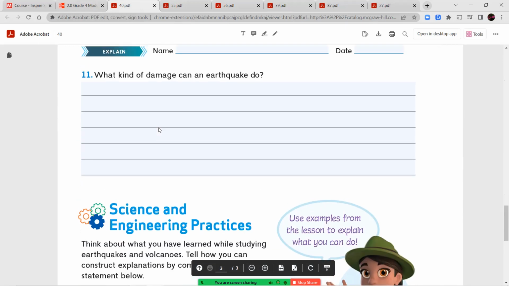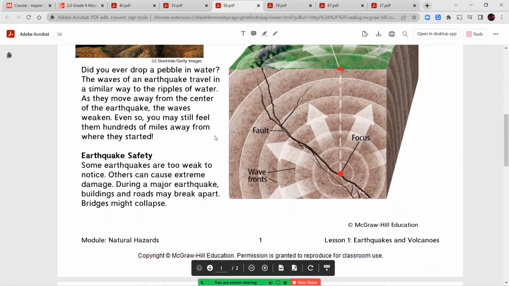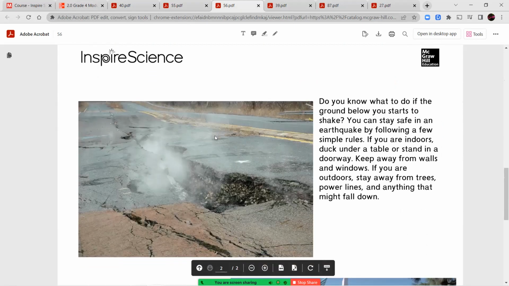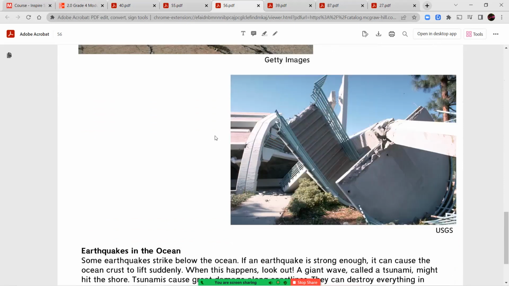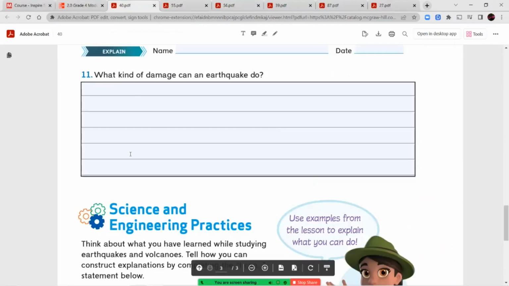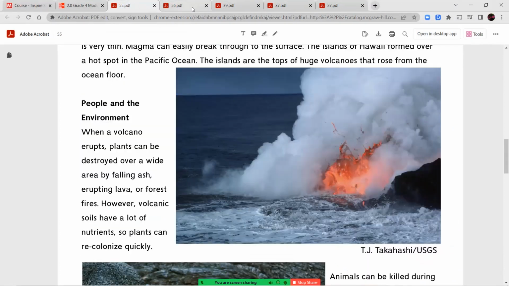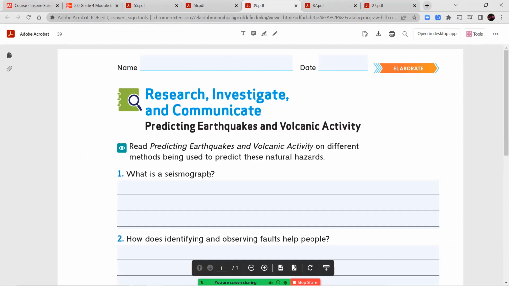What kind of damage can an earthquake do? Again, we can go through and read through on the second page. We have pictures and we have writing to help us understand some of the damage that can be caused by an earthquake. All right, once we're done with those pages, we're going to jump into our next set of pages.